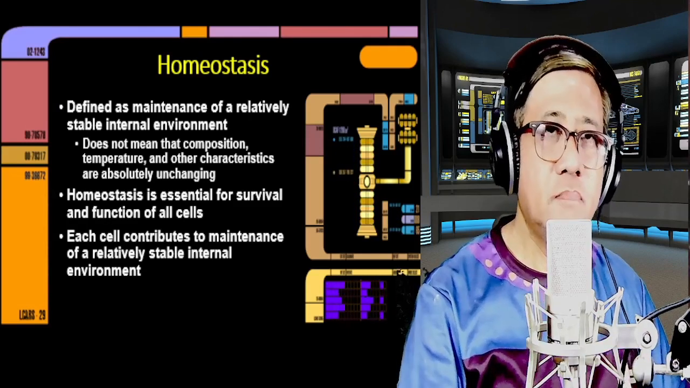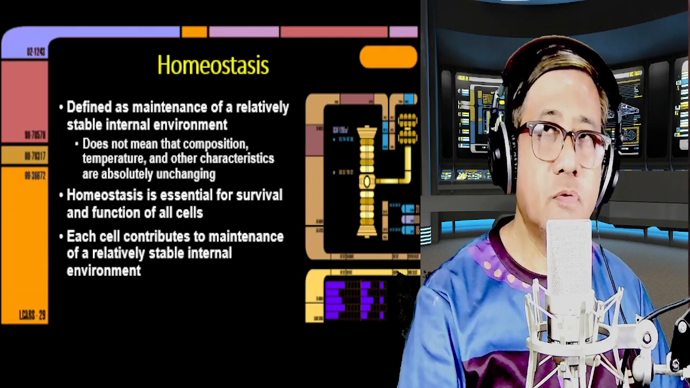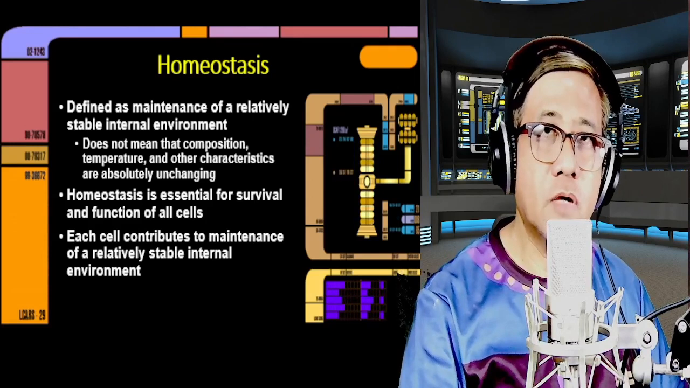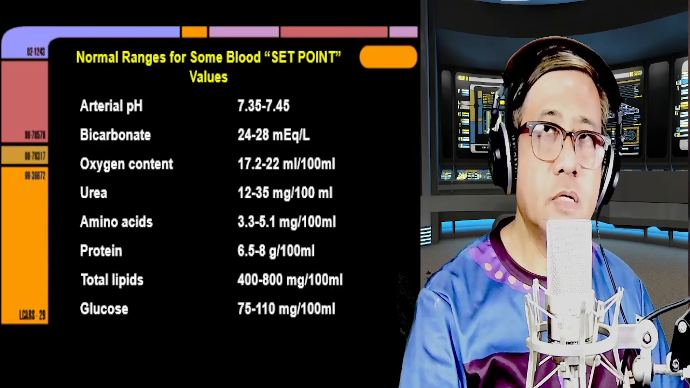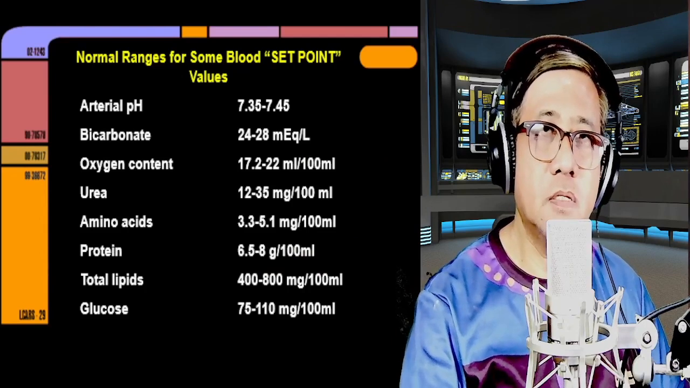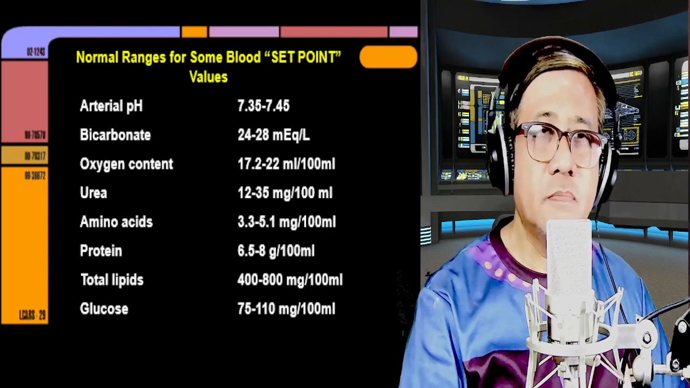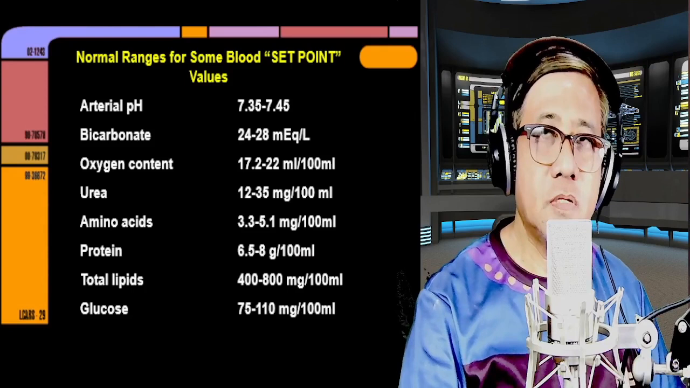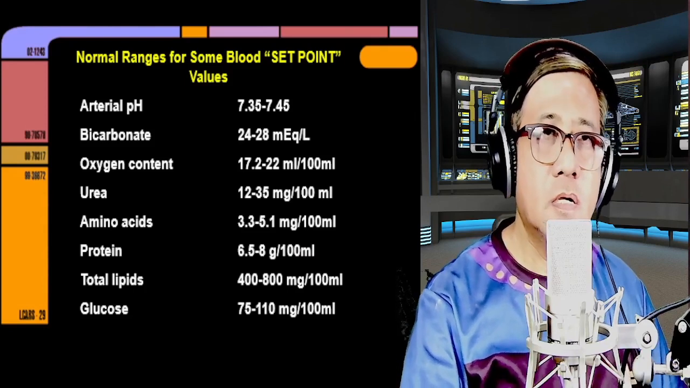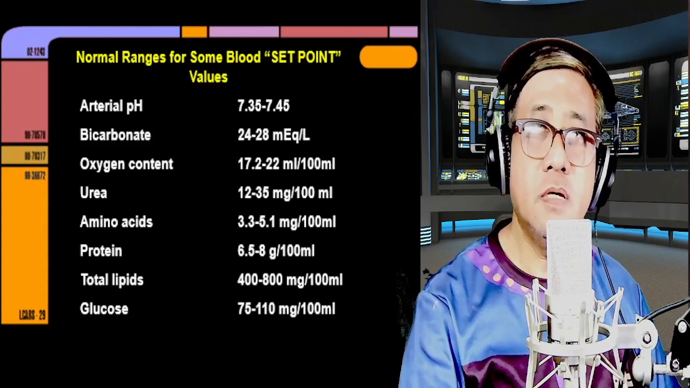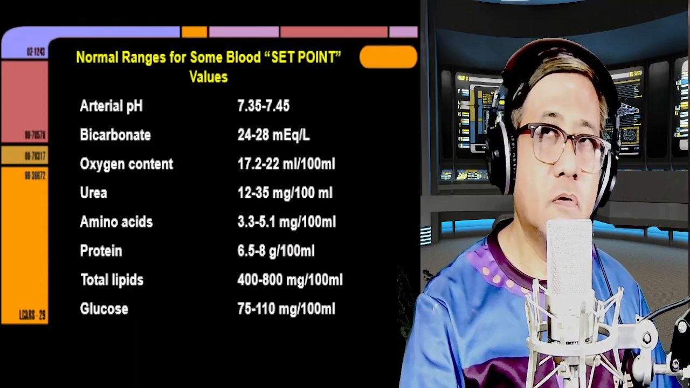So to give you an example of how cells contribute to the maintenance of a relatively stable internal environment, let's consider the following. So we have here a table showing normal ranges for some blood set point values. So this simply means that our cells must maintain the following. It must maintain balance. So any lack or excess of these values will be detrimental to the survival of the organism.